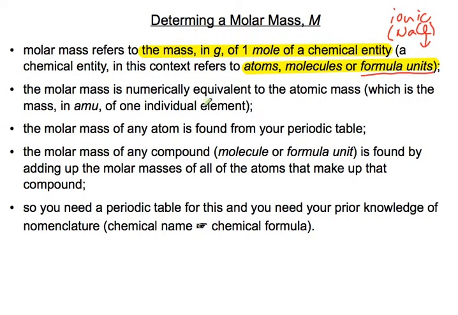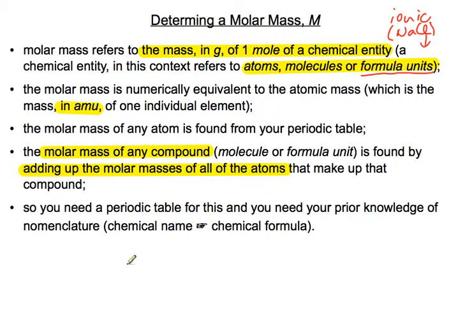So the molar mass is numerically equivalent to the atomic mass. What shows up on the periodic table is the atomic mass in AMU, and so you have some number of that particular element. Well, the molar mass is numerically the same, but it refers to a mole of that element, not one of that element. So the molar mass is found in the periodic table, and the molar mass of any compound, molecule or formula, is found by adding up the molar masses of all of the atoms.